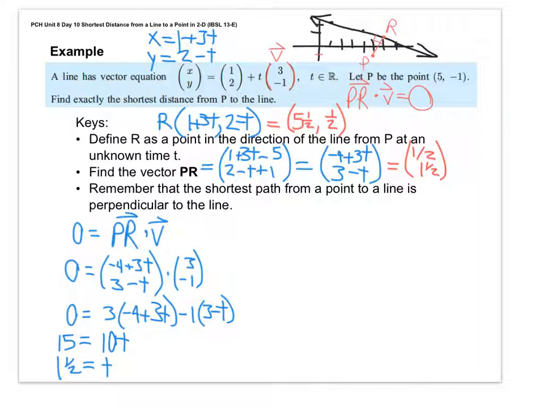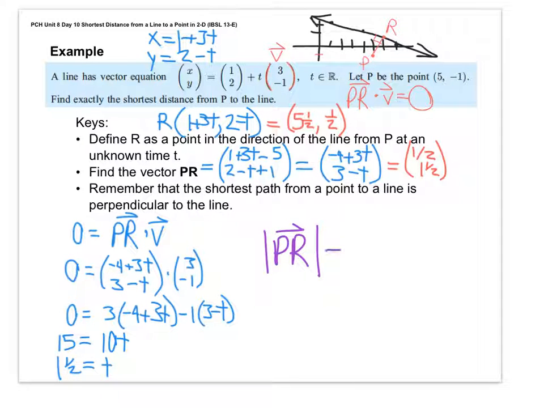Well, let's remind ourselves, what is our goal here? What are we trying to find? Find PR, the distance of PR. I read the problem again. The shortest distance of PR. The shortest distance, okay. Now that we know R, we know vector PR, what is that actual distance? The magnitude, okay? So now we're finally able to answer the question here. What is the magnitude of PR?